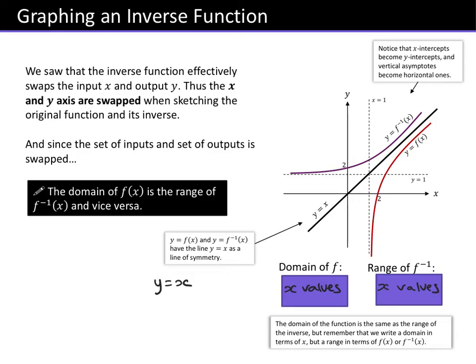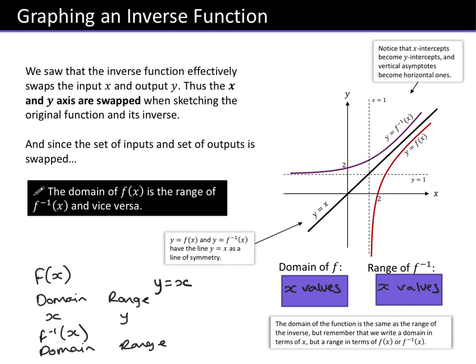So when we have a function f of x, we have our domain and range. Our domain is our x coordinates and our range is our y coordinates. Everyone happy? When we have the inverse of the function, our domain is our y coordinates and our range is our x coordinates. They're the opposite. So they're the opposite because we reflect in the line y equals x.